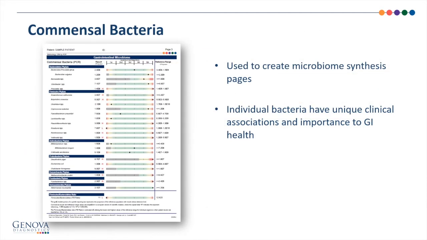After that, we have our commensal bacteria page, 24 commensal bacteria performed by PCR analysis, and this is where we generate a lot of the information to create those two microbiome synthesis pages. Also, individual bacteria certainly do have unique clinical associations, such as lactobacillus and bifidobacteria. Methanobrevibacter smithii is an important bacteria on this page, as well as Akkermansia, which we know is getting a lot more attention these days as it relates to overall integrity and function of the mucus layer of the GI tract.